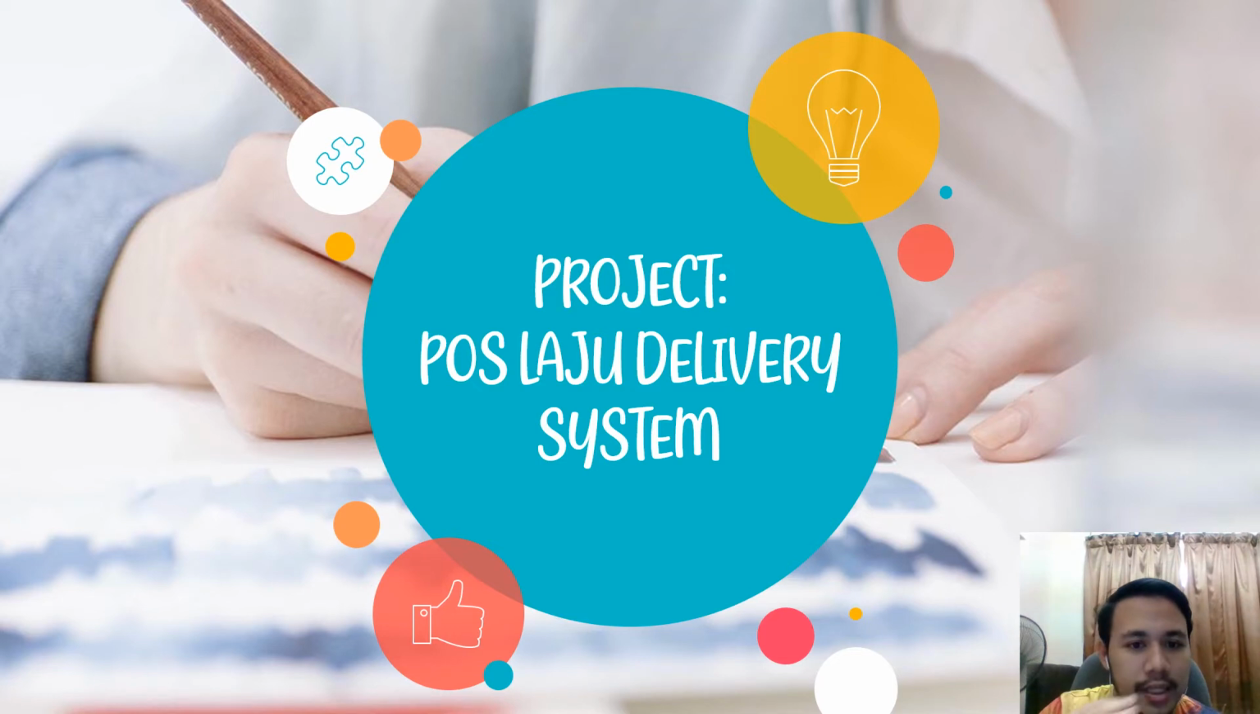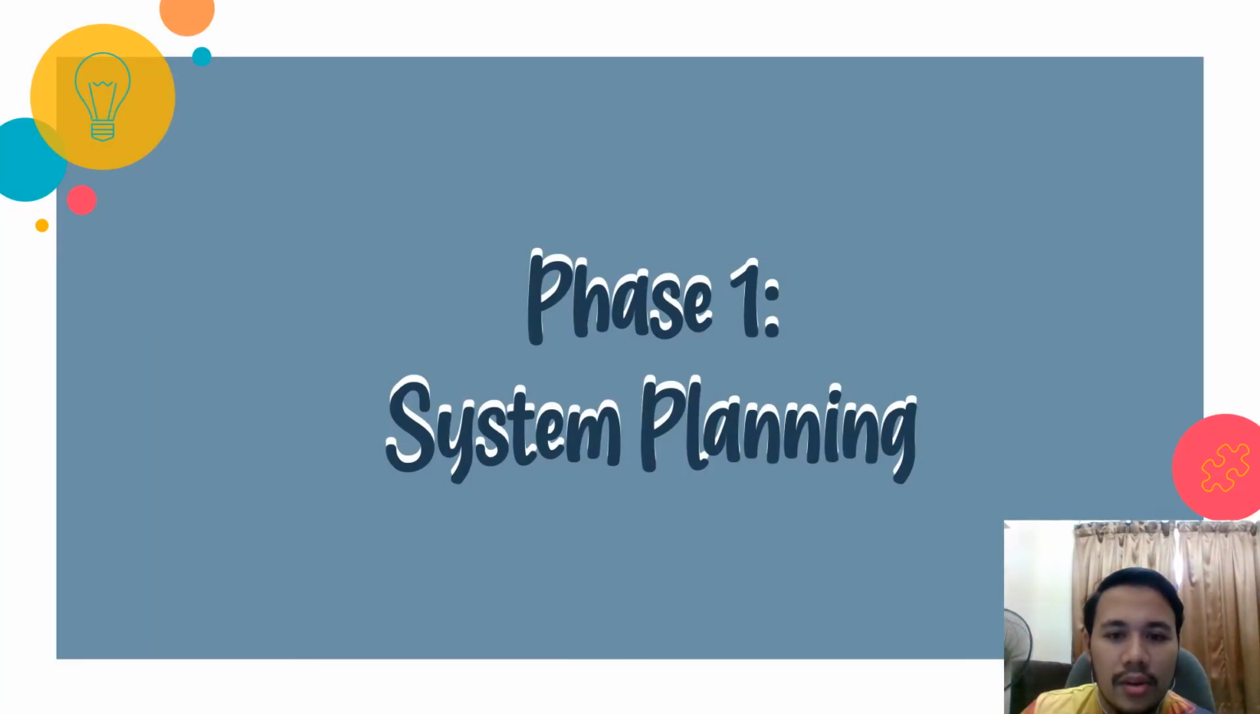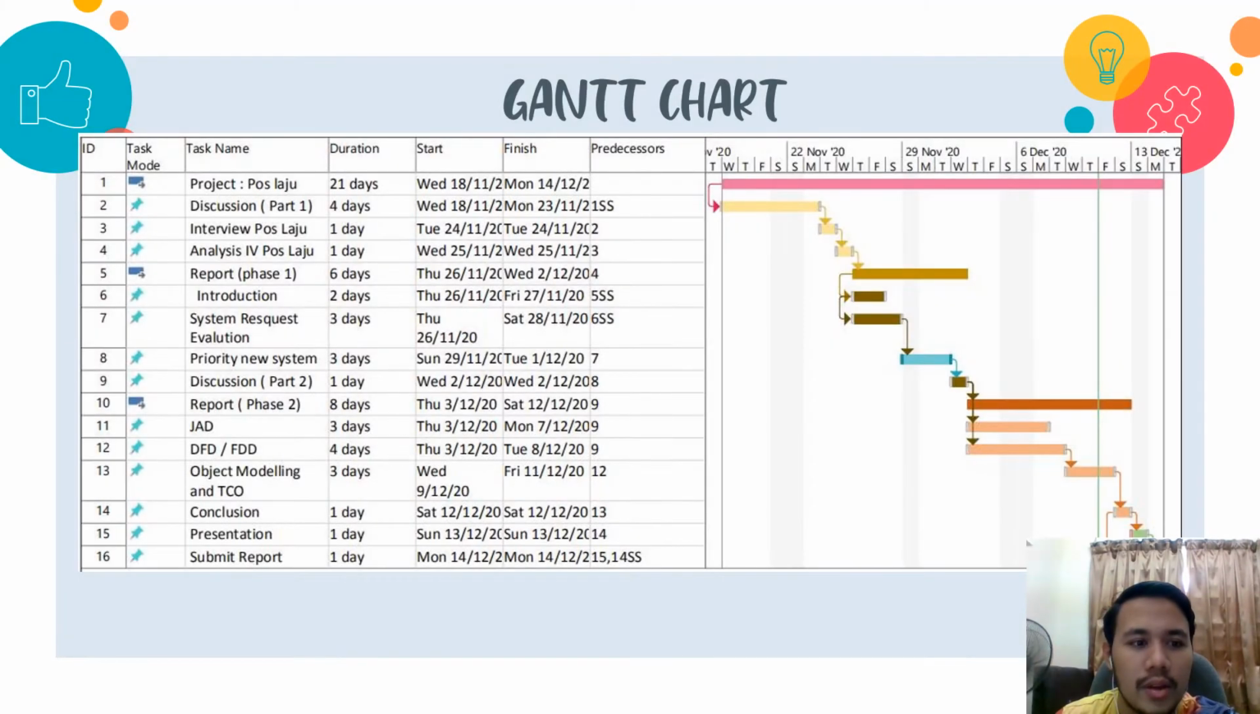Today we will present about the project Post Laju delivery system. For phase one, it is system planning. First, we start from the Gantt chart.